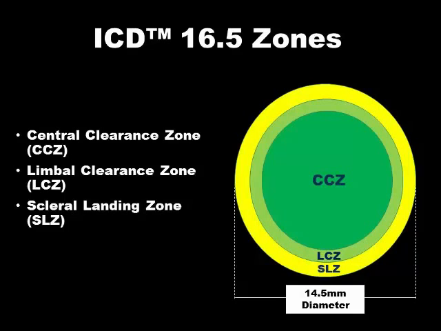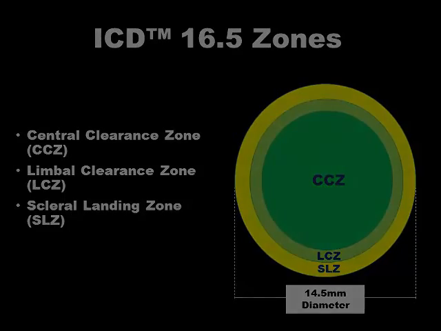Now, as I said, the 16.5 and the 14.5 are absolutely the same in their construction. You have a central clearance zone designed to clear the cornea, a limbal clearance zone designed to clear the limbus, and a scleral landing zone designed to apply all your weight and pressure on the surface of the conj. So the two lens designs are absolutely identical in your thought process.